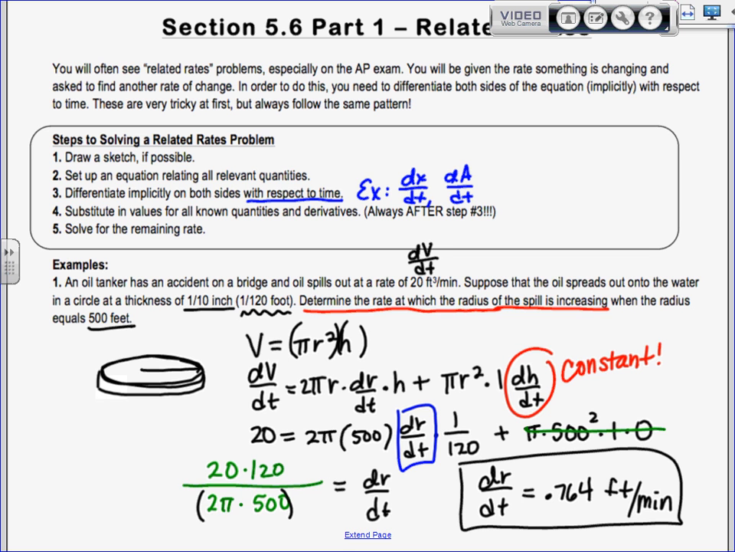All right, sometimes people leave the pi in the answer. That's fine. If you did that, you'd have 20 times 120 divided by 1,000 pi. You could also have 12 over 5 pi. That's also an acceptable answer. Doesn't matter. Okay. All right, next up.